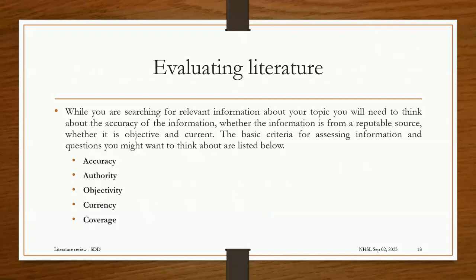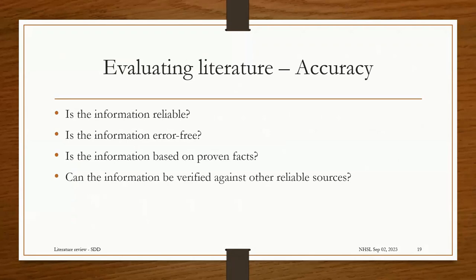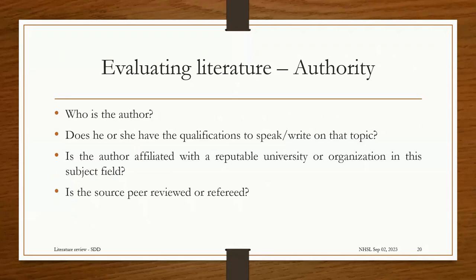The basic criteria for assessing information, questions you might want to think about, are listed below. It should have accuracy, authority, objectivity, currency, and coverage. So accuracy, what is it? Whether it is reliable, error-free, based on proven facts, and can the information be verified against other reliable sources? Then authority, who's the author? Does he or she have the qualification to speak on that topic?